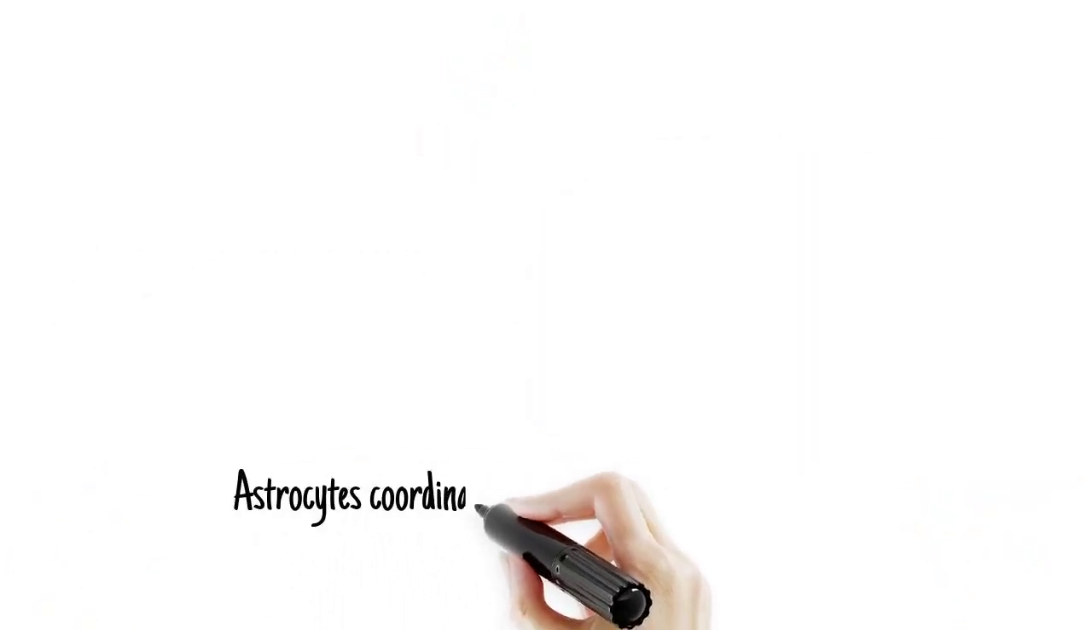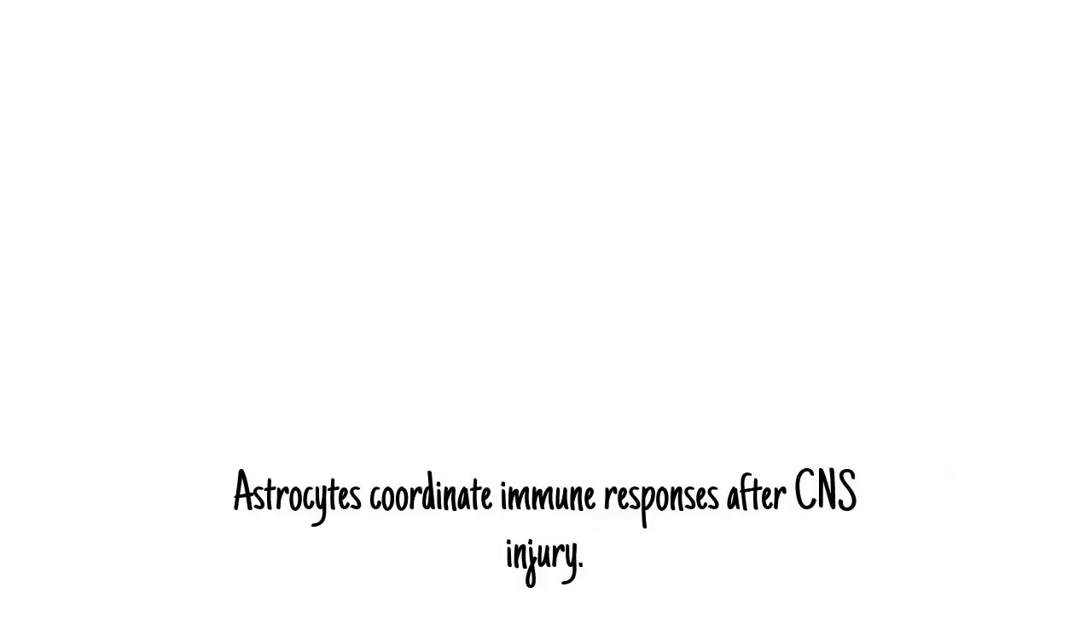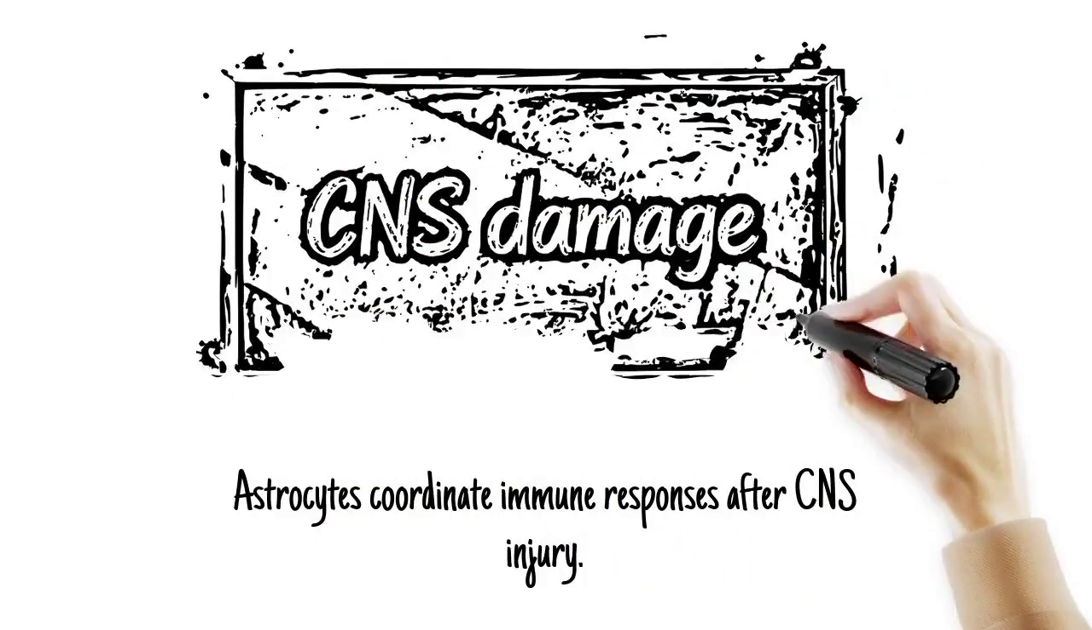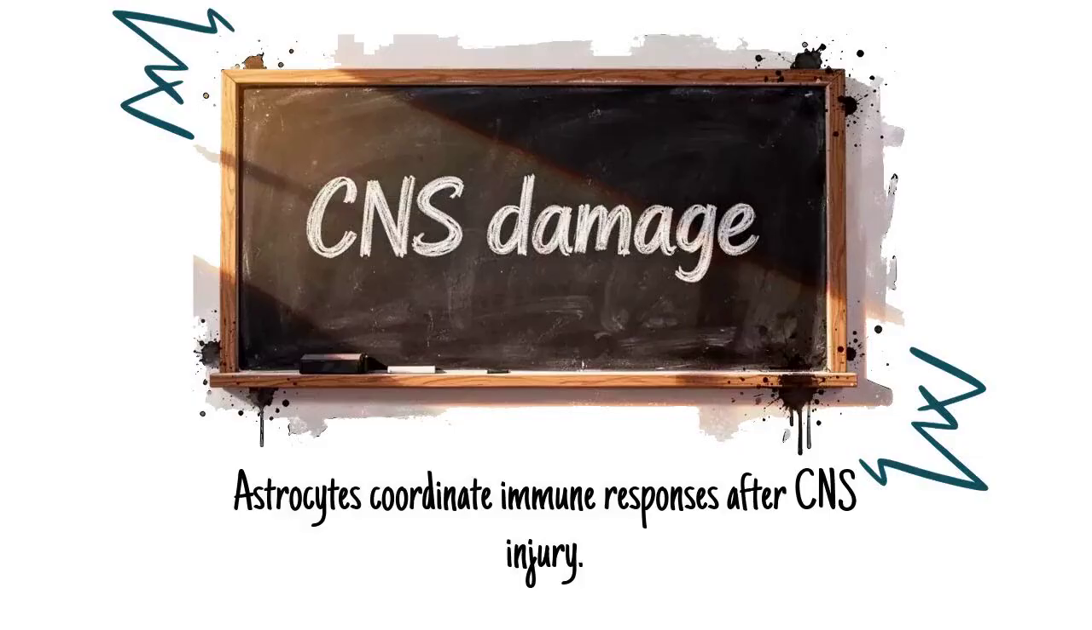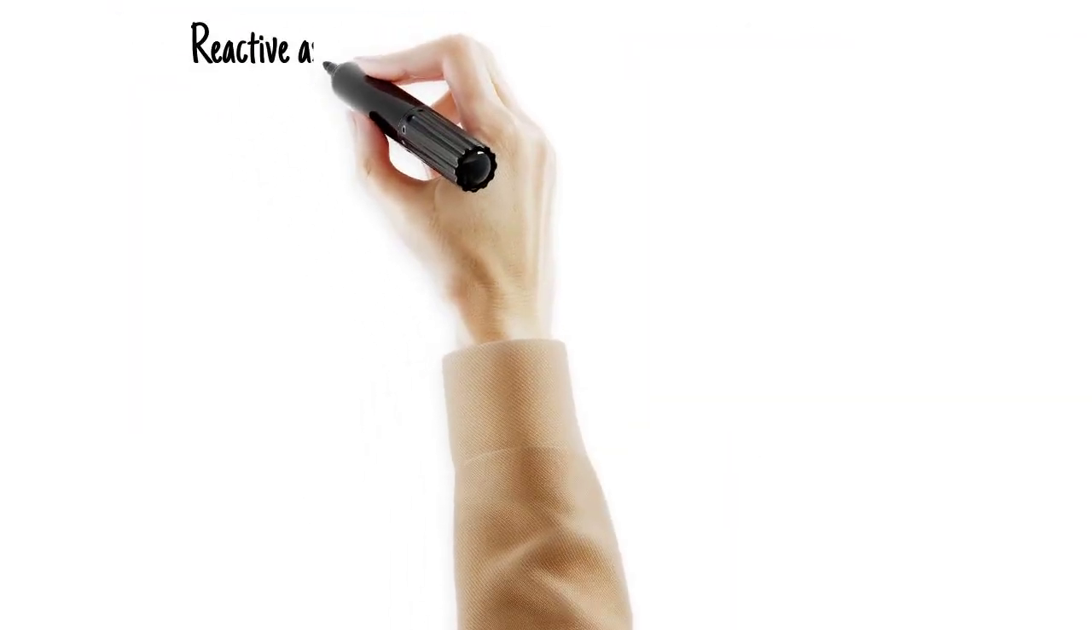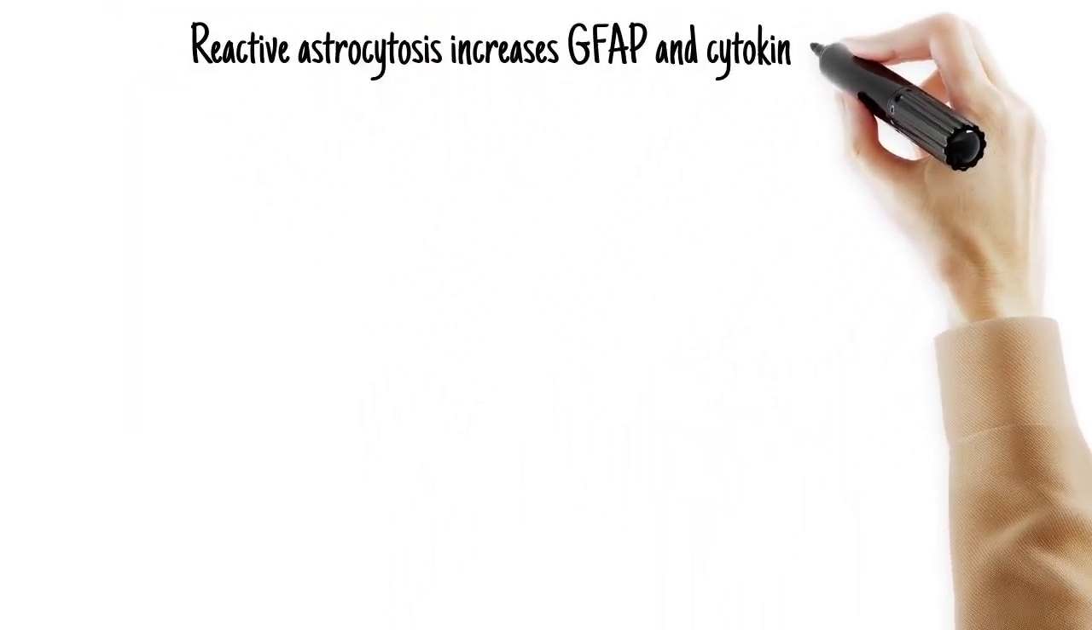At sites of injury, astrocytic end feet at blood vessels release cytokines and chemoattractants to coordinate the immune response to CNS damage. When the brain is injured, astrocytes undergo a characteristic transformation called reactive astrocytosis. They increase in size and in some cases multiply in number.